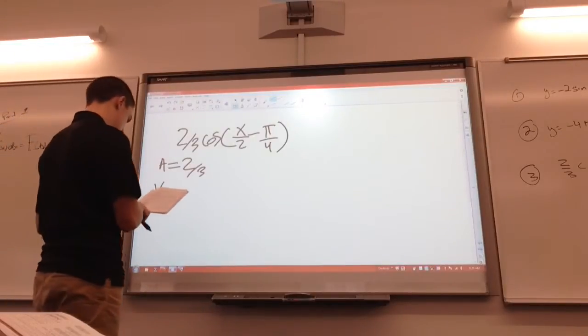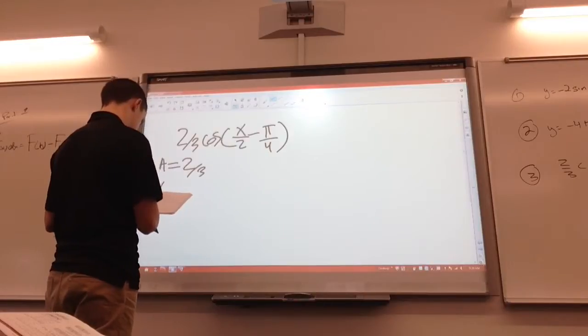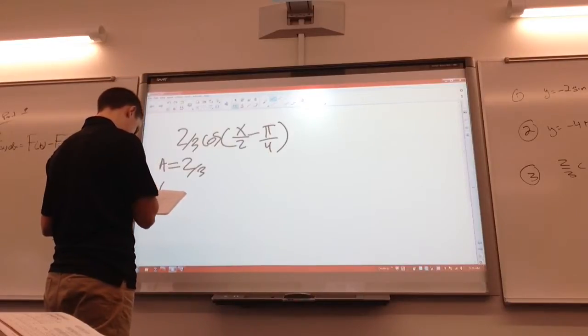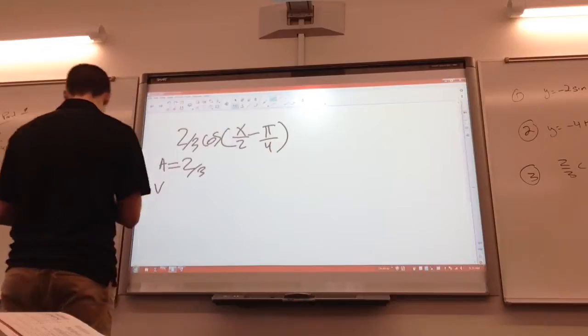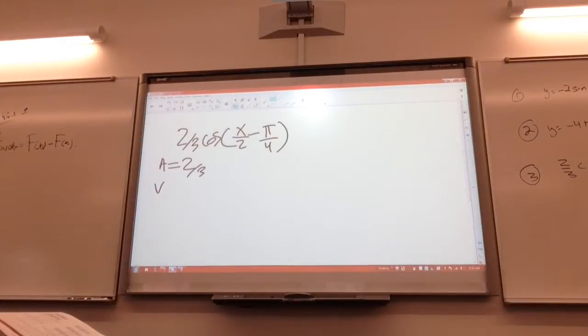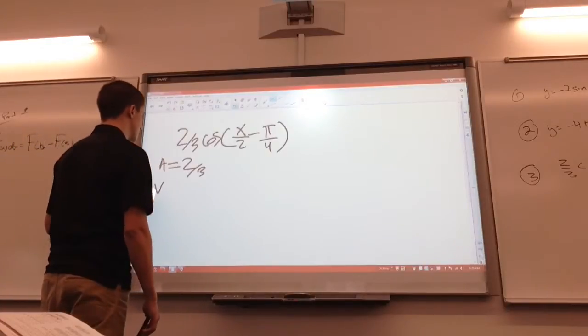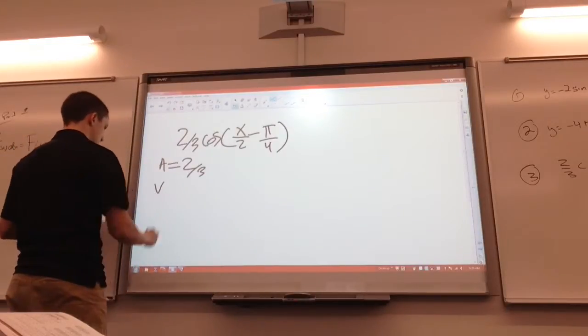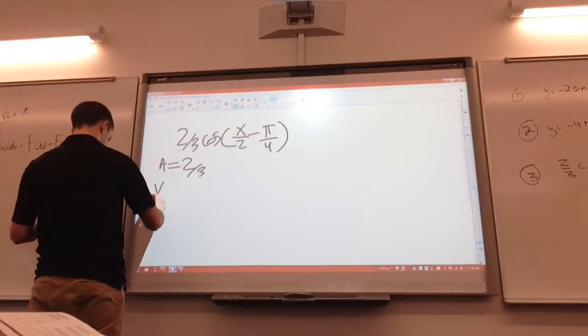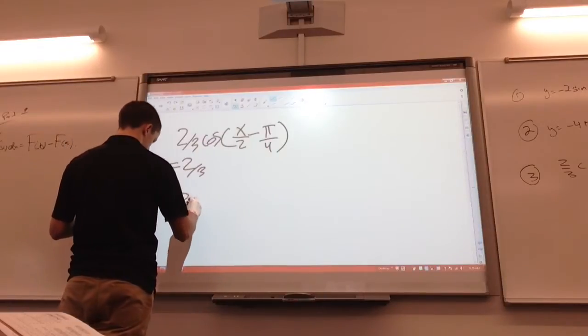Period is... The period follows a formula. The formula for the period of sine and cosine is 2 pi divided by b. B in this case is going to be 1/2. So it's 2 pi over 1/2, which is equal to 4 pi.